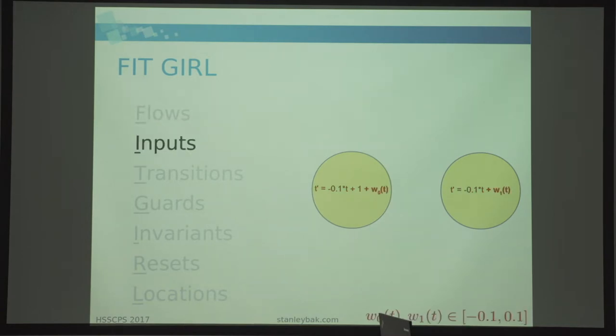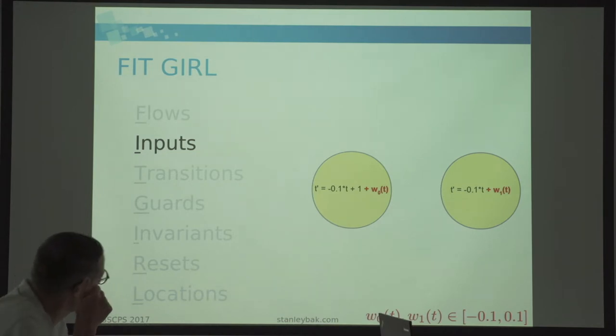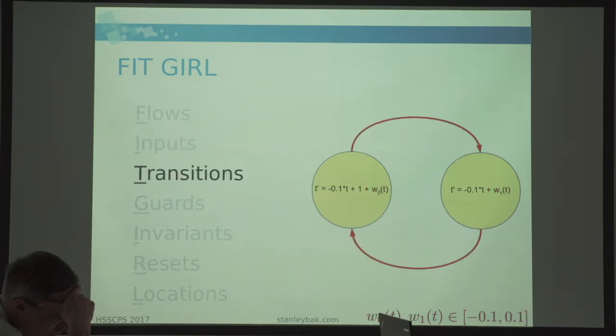Inputs. So the way I like to add non-determinism to the system is using external inputs. So here I've modified the differential equation and added this sort of term that's within some interval. And so at every point in time, you could actually choose a value between minus 0.1 and 0.1, and you'll have different solutions to the differential equations, different trajectories. And these can vary between the modes as well.